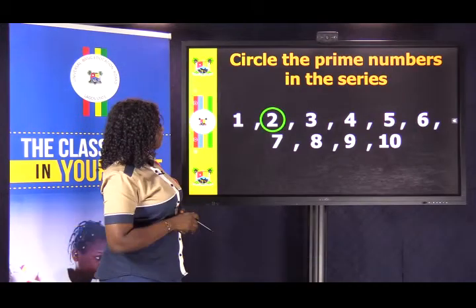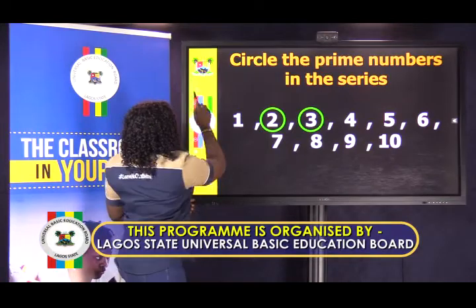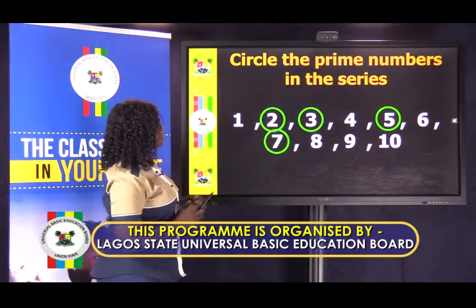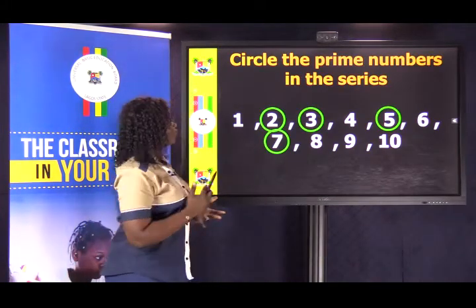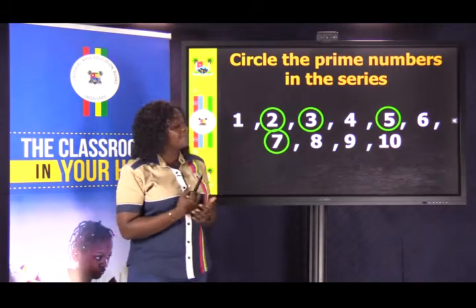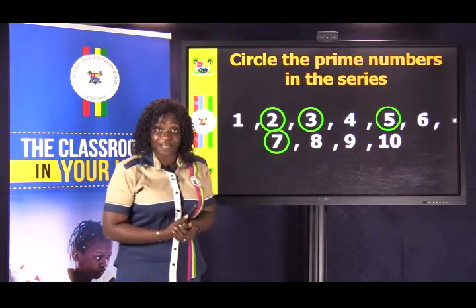Now let's see the prime numbers. 2, yes. 3, 5, 7. So in this series, between 1 to 10, that is 1, 2, 3, 4, 5, 6, 7, 8, 9, 10, we have only 4 prime numbers: 2, 3, 5, and 7.